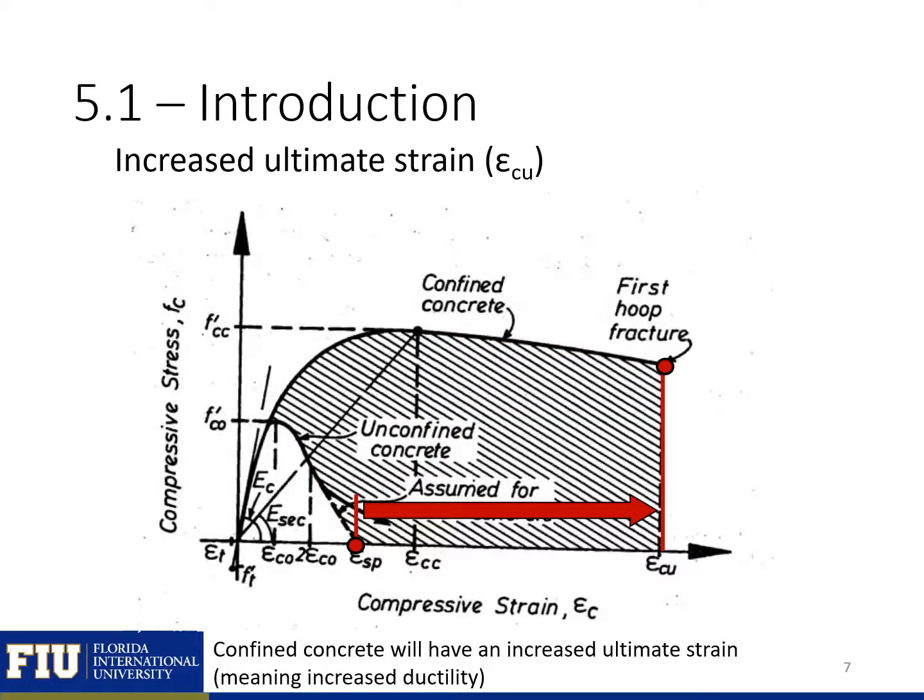The final factor I wanted to highlight is confinement will increase our ultimate strain. So you can see here it'll increase it substantially. So our confined concrete is no longer really going to be dependent on the compressive strength of the concrete. It becomes more dependent on the yield strength of our confining reinforcement. So here, one of the failure mechanisms for confined concrete is the fracture of our confining reinforcement. So here, the first hoop fracture is what controls the confined compressive strength.